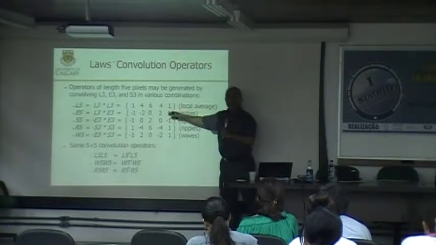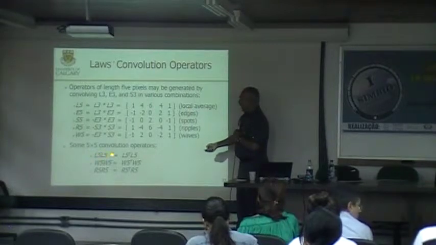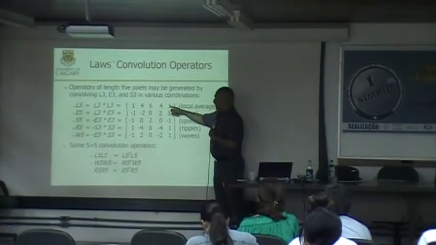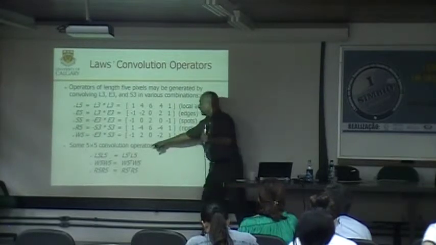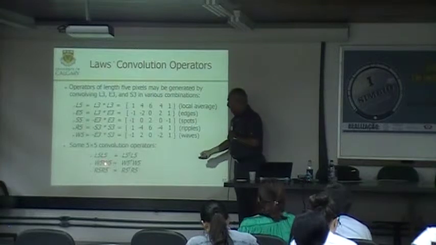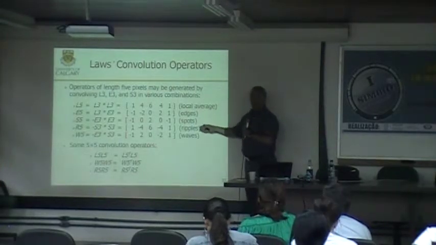And then to convert this to 2 dimensions, you combine them. L5, L5. So L5 transpose L5. So take this, transpose, multiply with this, you get a 5 by 5 matrix. So these are all 5 by 5 matrices. And they can detect edge, spot, ripple, wave.